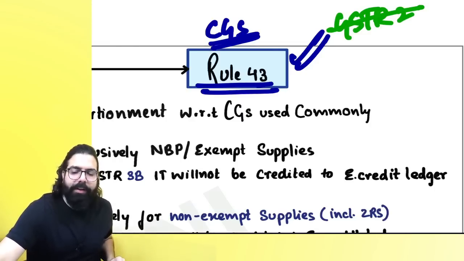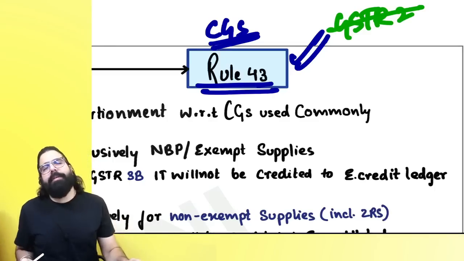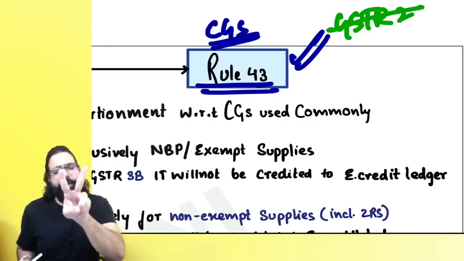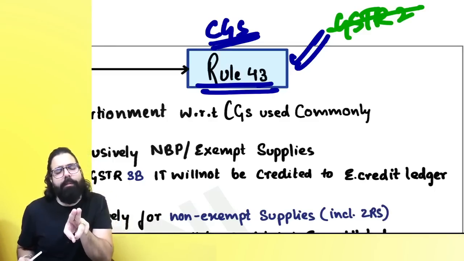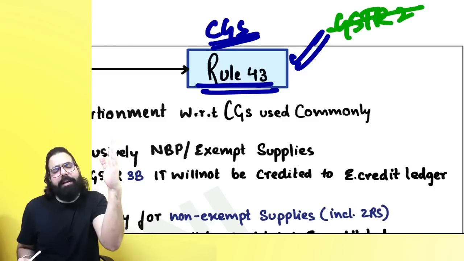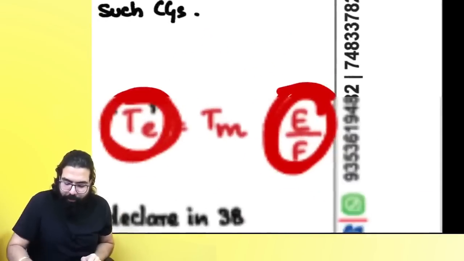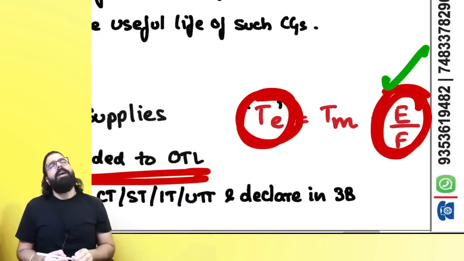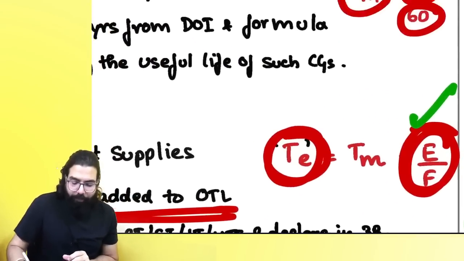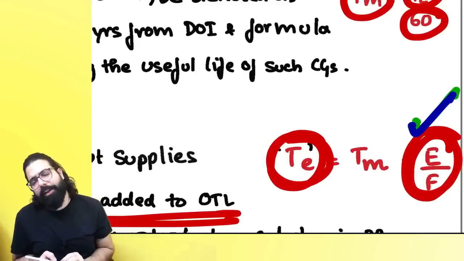Everyone, we are done with section number 17.1. Sections 17.1 and 17.2 told about apportionment. Basically, you'll have to follow rule number 42 and 43. Then we learned that when we are doing apportionment, when we have to take the turnover of exempt supply, how do we find out the value of exempt supply? That is told by section number 17.3.